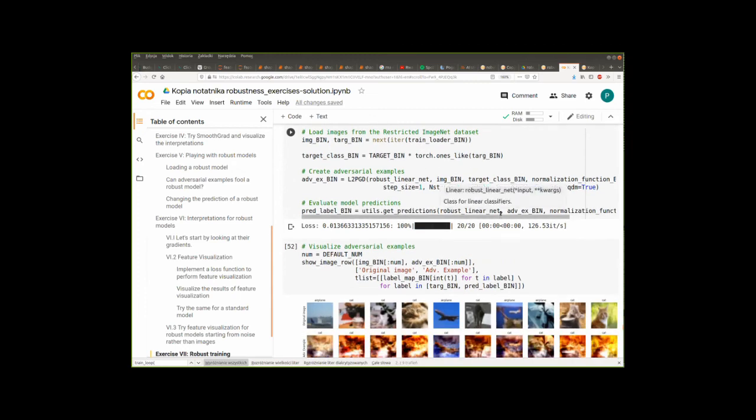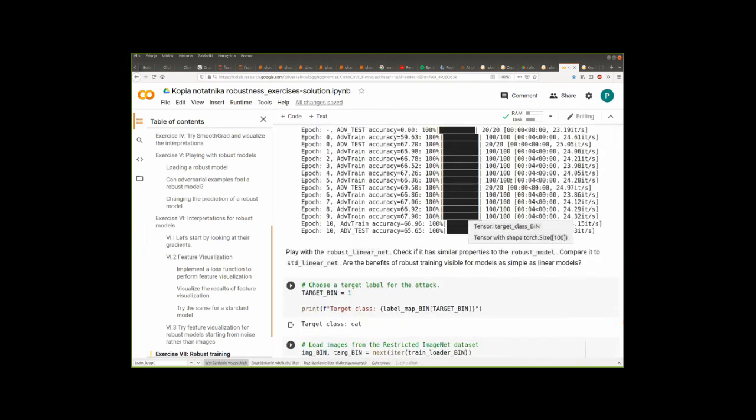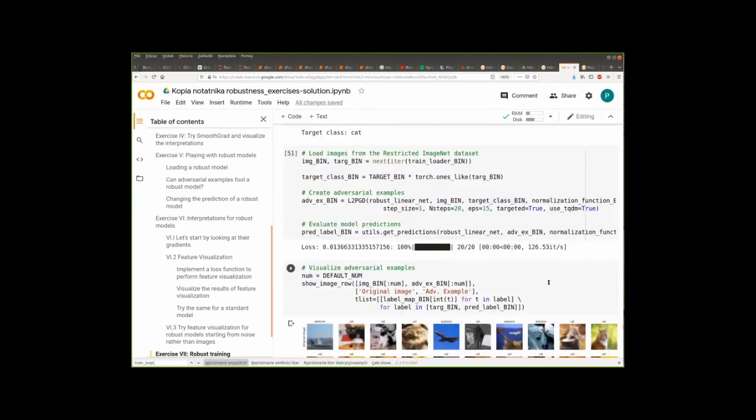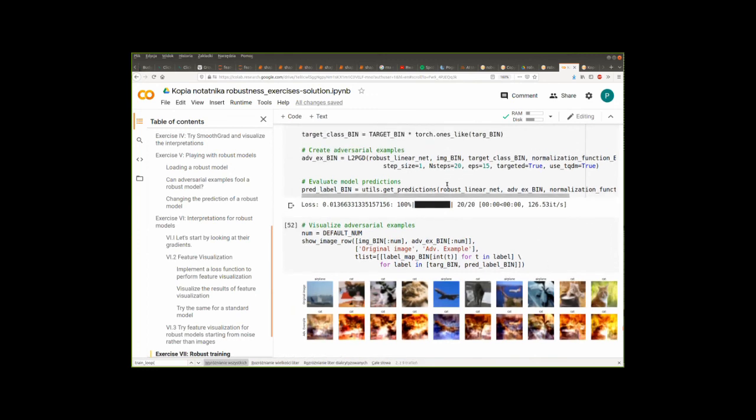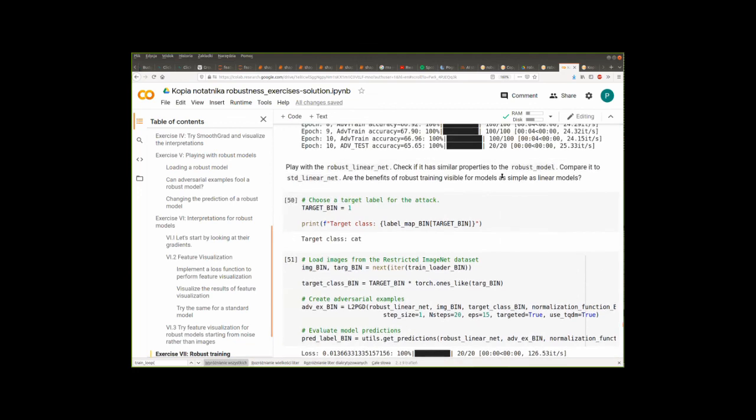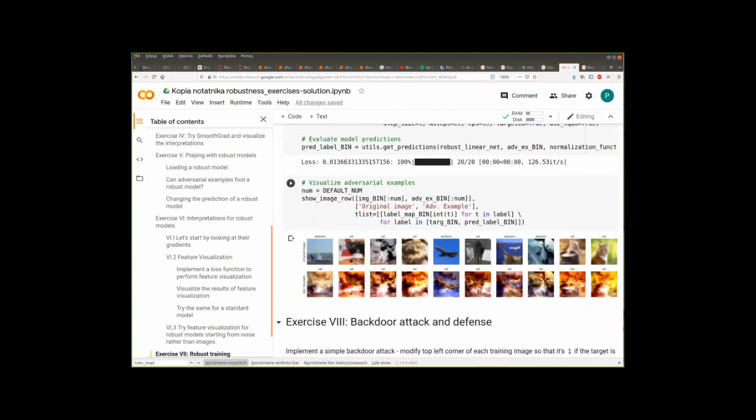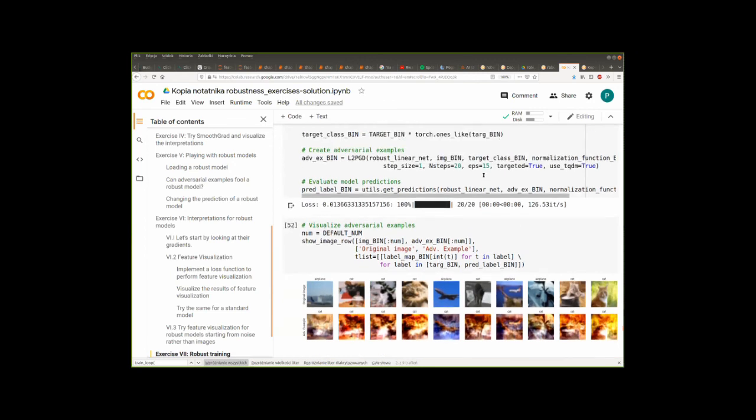And what we can also try to do, of course, as before, is visualize the features. Let's check it out. Here we are computing our adversary examples. We were able to actually fool our network, but we needed to use, once again, a pretty large epsilon to do that.